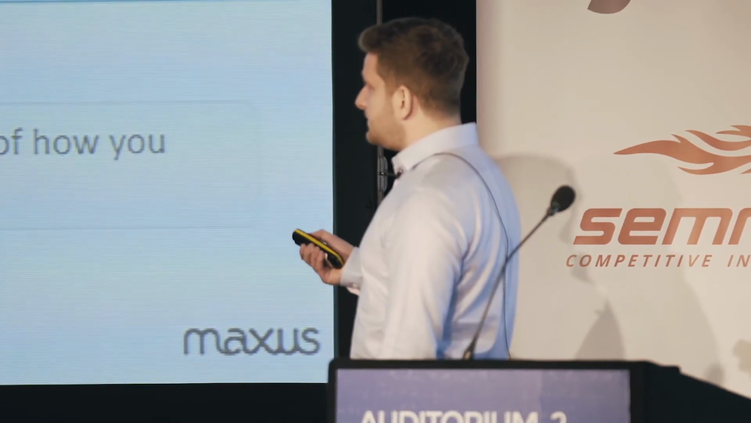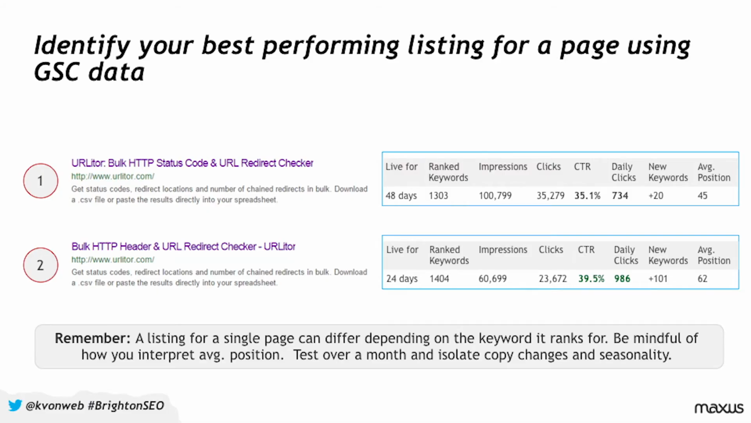For indication, I add the number of dates that my listing was appearing like this on Google, the number of total ranked keywords, the impressions, clicks, click-through rate, and daily clicks. Now, the click-through rate and the daily clicks are what I look at to make a decision.